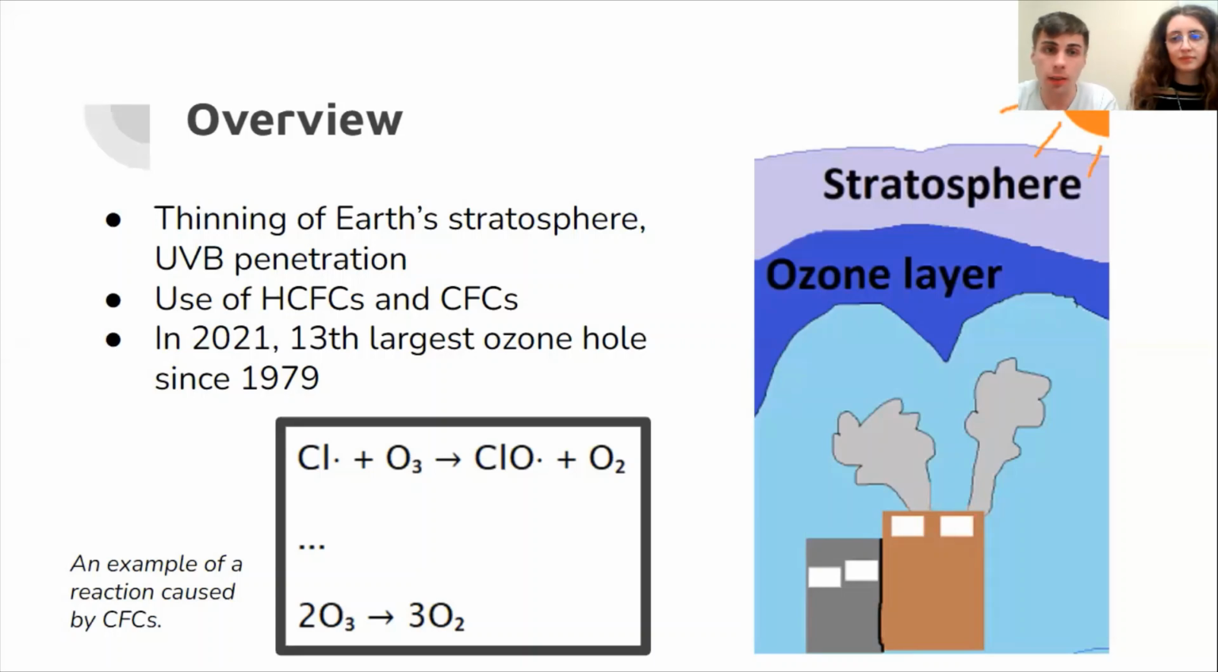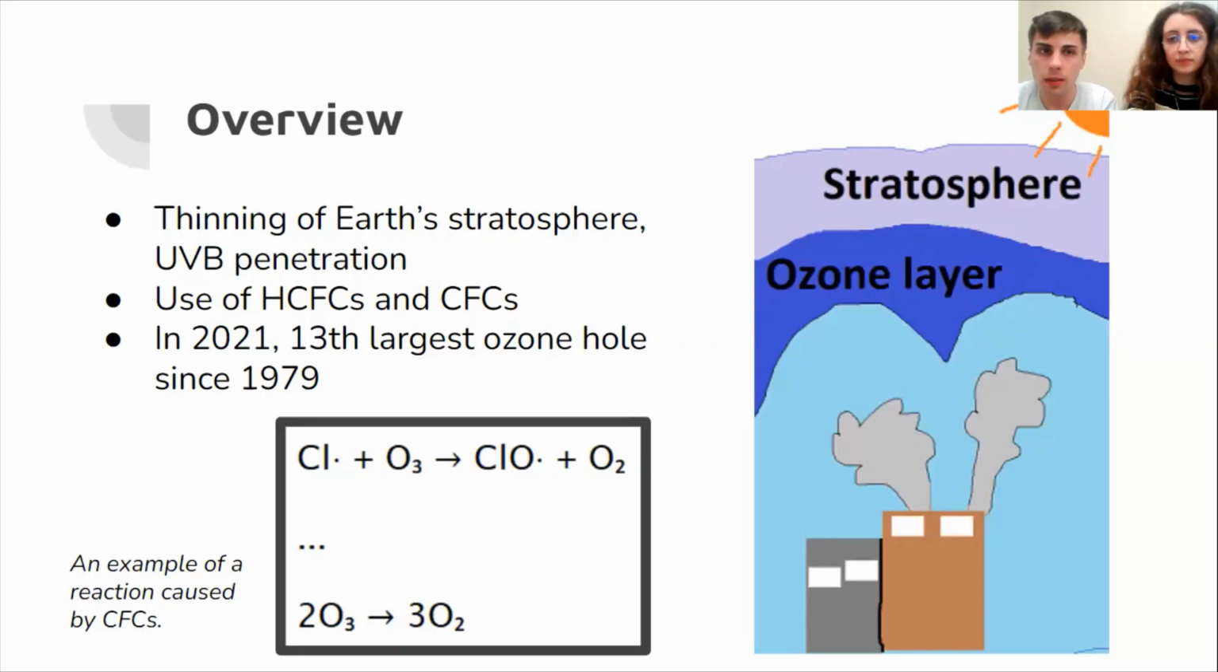The negative result of this is that we're getting more UVB rays coming in from the sun, and that's causing damage to plants, animals, even us. In 2021, actually, the 13th largest ozone hole since 1979 was recorded. And you can see some images below of the reaction mechanism, which is more complicated, and a graphic of how the atmosphere looks.